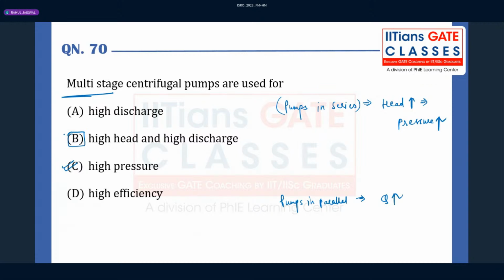Again, for that, you need to read the pump chapter completely: what the operating characteristic curve is and all those things. In this lecture I cannot complete it, because I need a separate 1 hour or 1 hour 30 minutes for discussing the characteristic curve of a particular pump and why we use the multi-stage centrifugal pump only for increasing the pressure.